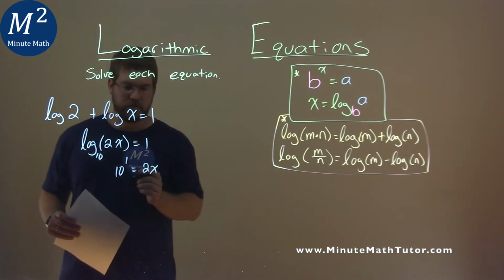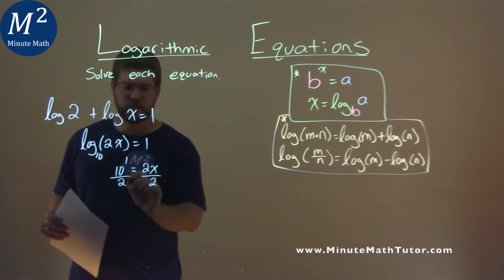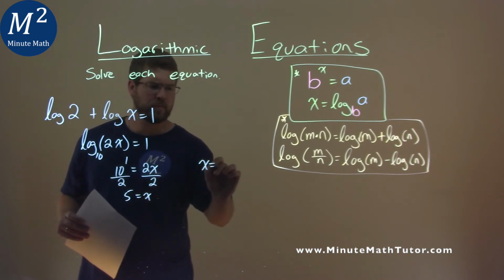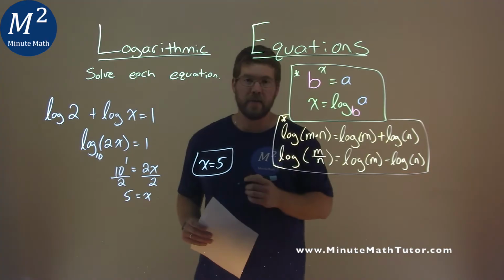Well, luckily for us, 10 to the first power is just 10. I divide both sides by 2, and 10 divided by 2 is 5. And so, pretty easily, my final answer here is x equals 5.